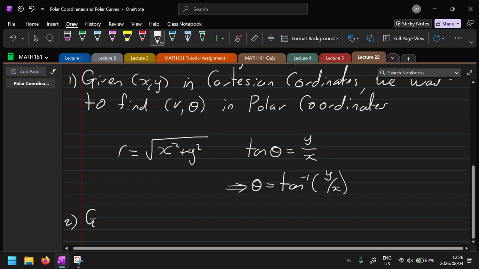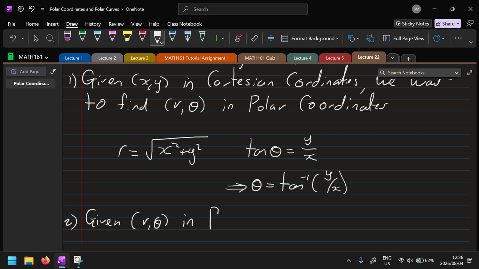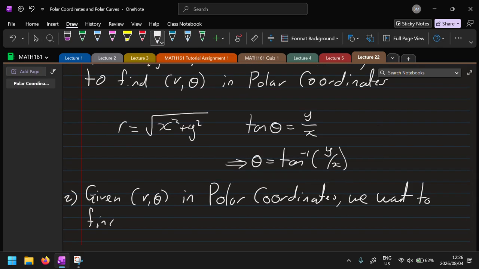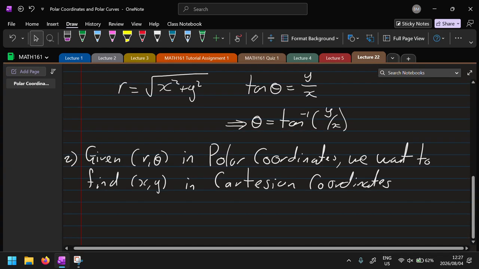So number 2, given r and theta in polar coordinates, we want to find x, y in Cartesian coordinates. Okay, so now we're doing the inverse. We're going back. So we have r and theta. We want x and y.